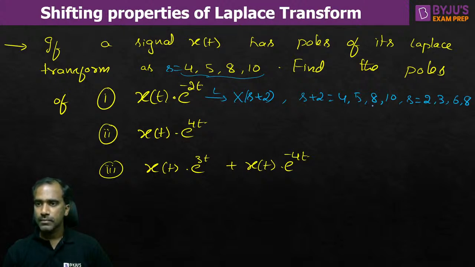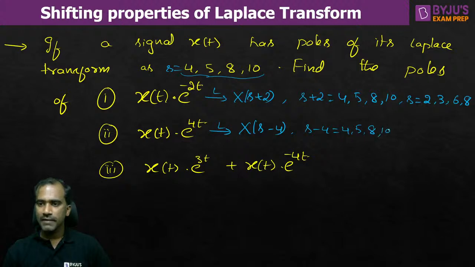Okay. Right. Can anyone tell the answer for the second one? Is there anyone who can answer the second question quickly? Come on. Half a minute should be more than sufficient to answer the question. So the Laplace transform of this signal is x of s minus 4. The sign is opposite here. So s is replaced with s minus 4.